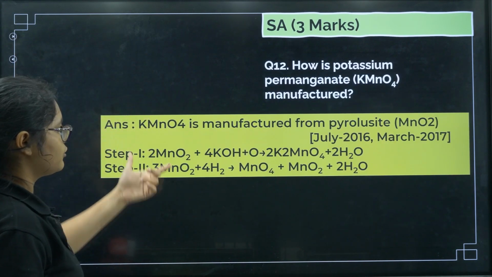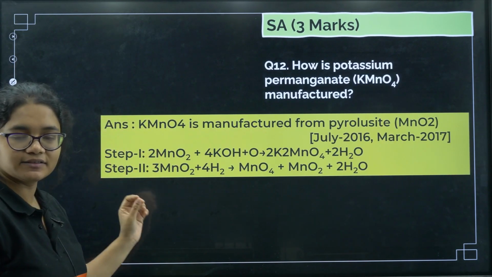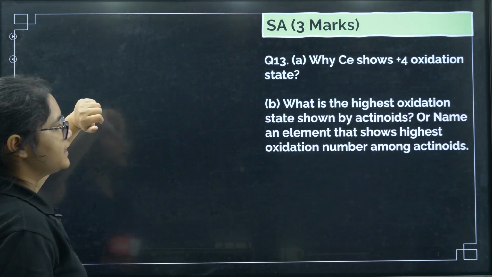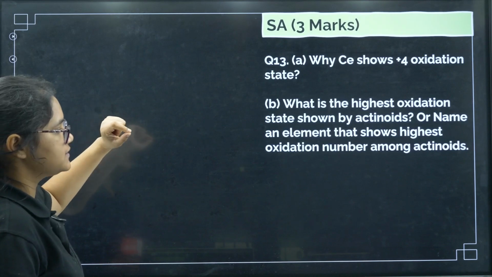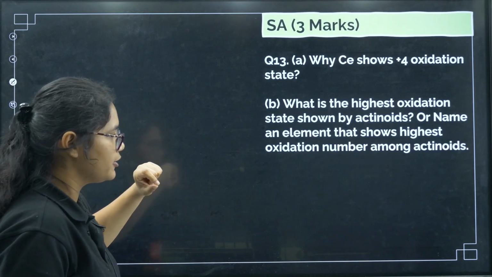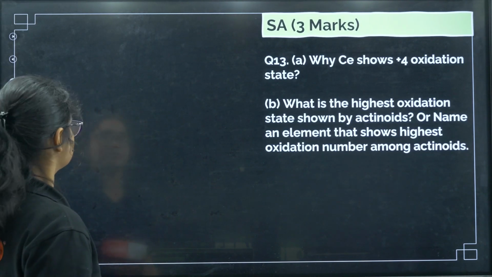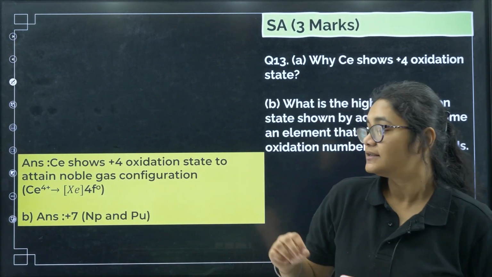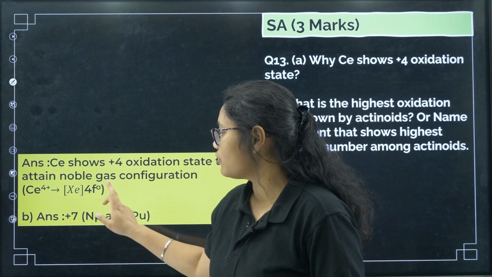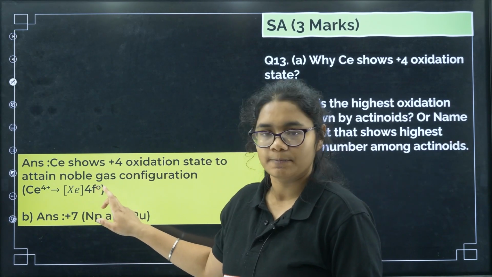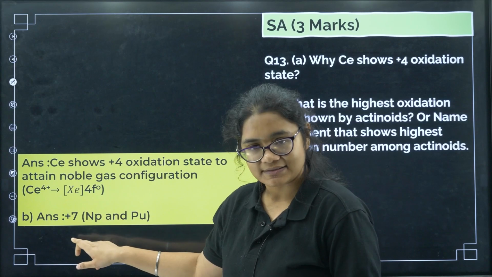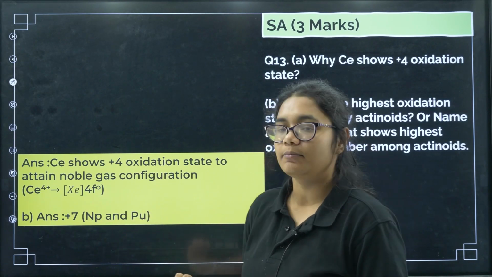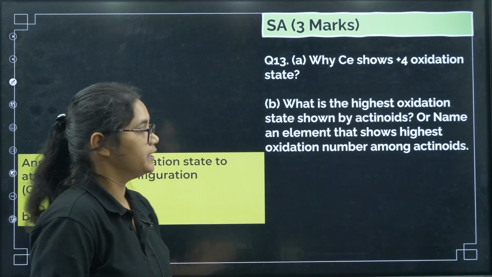Next we have KMnO4 preparation method. Again 2 steps are there. Please practice it again. I am not explaining anything here. Going to the next question. Why does Ce show +4 oxidation state? What is the highest oxidation state shown by the actinoids, or name an element that shows the highest oxidation state among the actinoids? Ce shows +4 oxidation state because Ce4+ has the stable noble gas configuration of Xe 4f0. The oxidation state shown here is +7, and which elements show this oxidation state? Np and Pu, neptunium and plutonium.